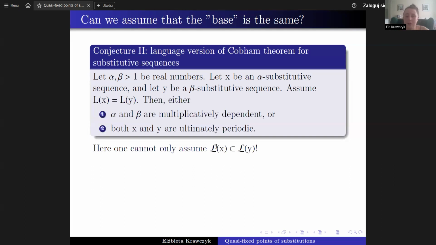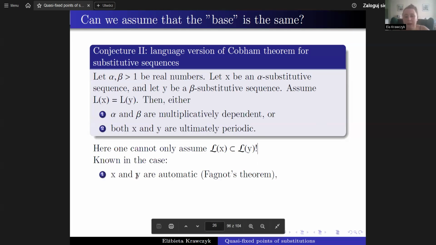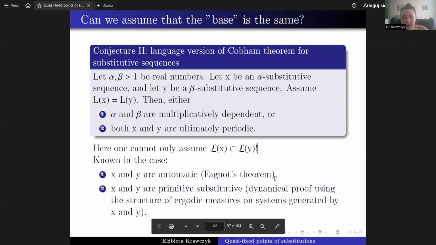Yes, this is a remark: we cannot here assume that the language is only a subset of the language of y, because when my substitution is uniform, I can easily get something of smaller value here. And just to recap, this is known in the case when my sequence is automatic. This is Cobham's theorem, but this is also known when they are primitive substitutive. And the best proof of this I know uses ergodic theory.